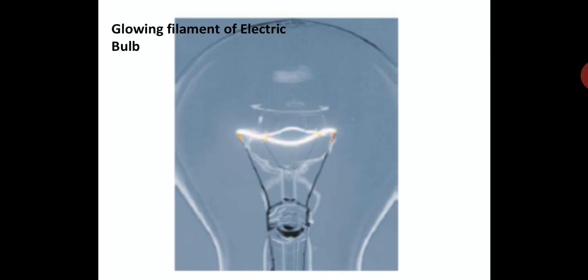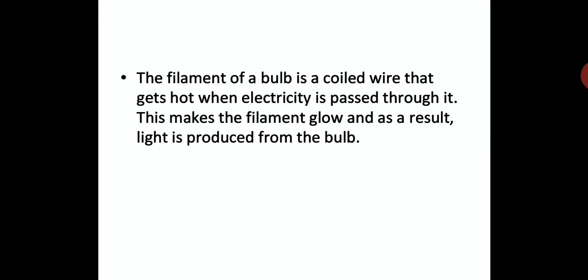Glowing filament of an electric bulb: you can see the filament which is glowing, which produces light in the bulb, and this gives us light. The filament of a bulb is a coiled wire that gets hot when electricity is passed through it. This makes the filament glow and as a result light is produced from the bulb. So the filament glows and the light is produced.